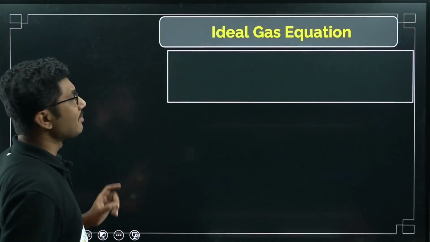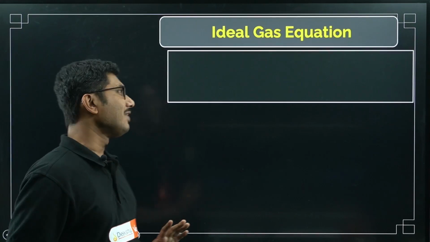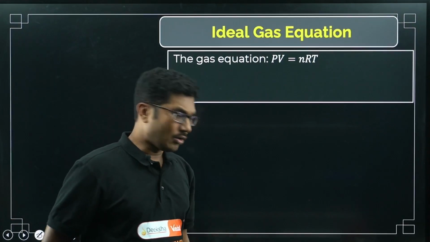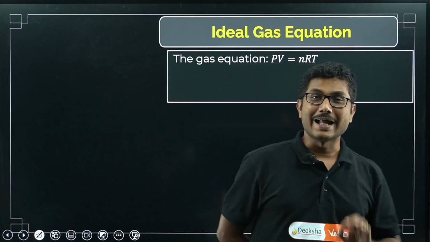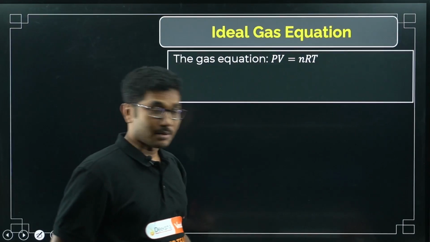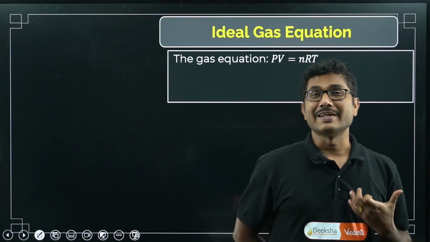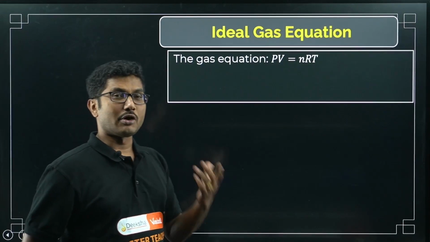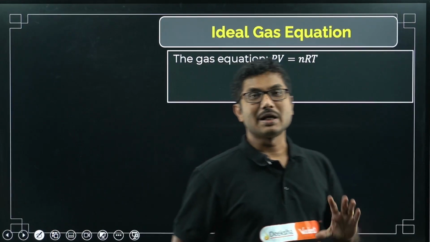Now let's discuss the ideal gas equation briefly. We know that PV equals nRT. I have not seen any direct question coming from the ideal gas equation, but in the next chapter, the thermodynamics chapter, this is very important because you have to apply this equation to solve certain questions, so that's why it becomes important.